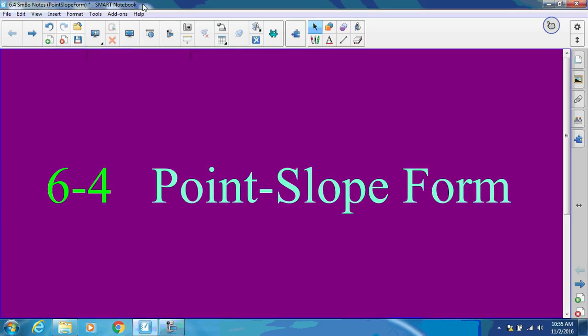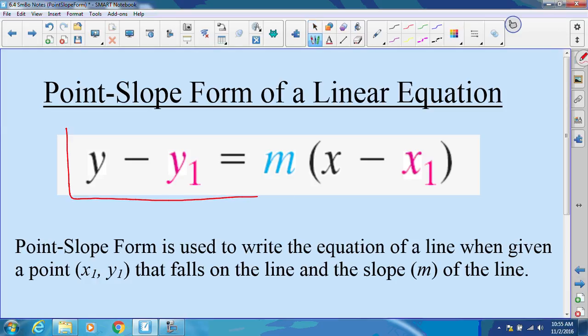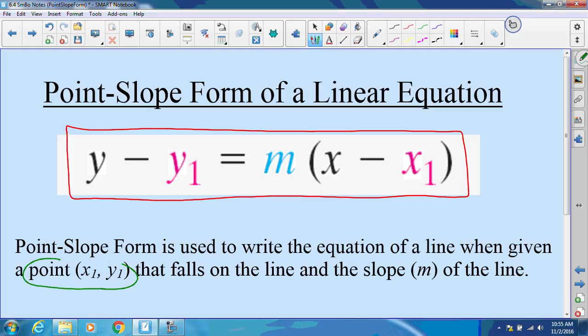Today we're going to talk about point slope form. And so this is point slope form here. Let's box this in. So point slope form is the equation of a line that you're going to use when you are given, hence the name, a point and the slope. So when you're given a point and slope, you're going to use point slope form.